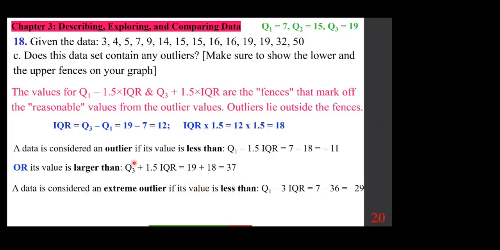So this is an outlier, and now for the extreme outlier, we subtract 3 times IQR from Q1 and add it to Q3. 12 times 3 is 36. So 7 minus 36, and then 19 plus 36. This is again the extreme outlier. What number is larger than 37? It is 50. Therefore, number 50 is an outlier. But as I mentioned, this extreme outlier is just there for your information. We are interested in the basic outlier, and we got that. So 50 is an outlier.